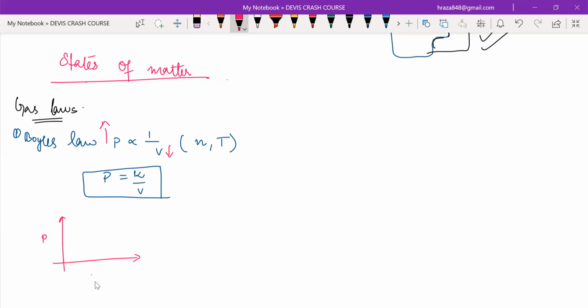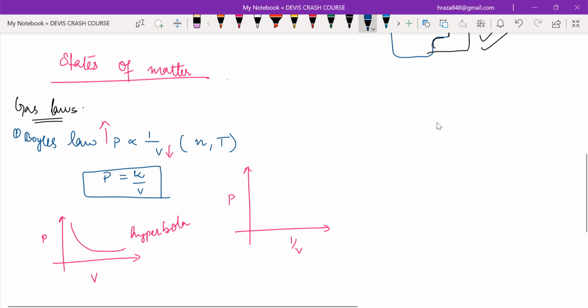Now, graphs are very important in this chapter. If I give you this graph, what will be the graph for this? It will be like this, a hyperbola. So what if I ask you to plot a graph between pressure and 1 by V?